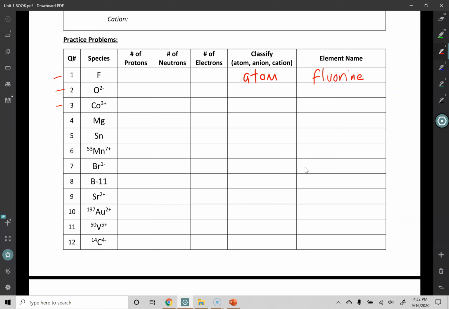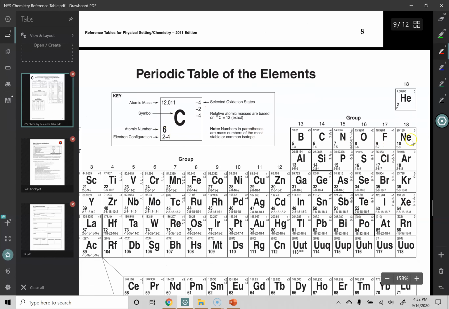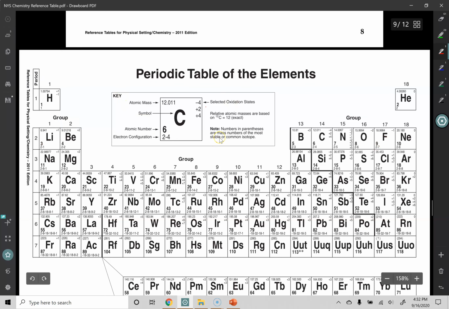Okay, so let's do protons, neutrons, and electrons. To find the number of protons, you really just need to look at the periodic table. Here we go. That number in bold is the atomic number. Fluorine is atomic number 9. We know to find the number of neutrons, we take the atomic mass and we subtract the atomic number. So for fluorine, we have approximately 19 u as the mass. I can subtract 9. It's going to give me 10.